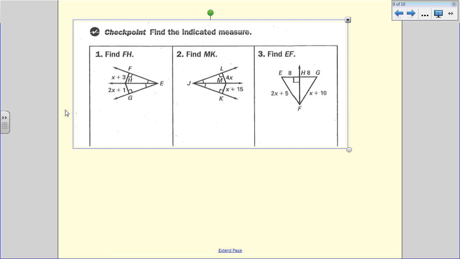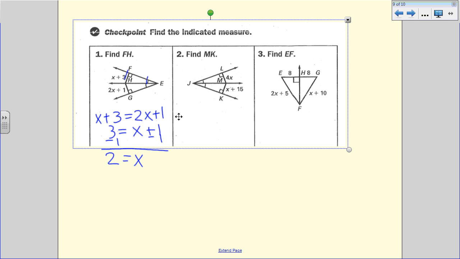All right, let's take a look at the checkpoints. They want me to find FH. FH is this segment here. What I need to use is the fact that this is an angle bisector, so I have my two congruent angles up here at the top. I know that x plus 3 is equal to 2x plus 1. We're going to use our algebra and subtract x from each side. So 2x, take away the 1x from the other side, leaves me with 3 equals x plus 1. Minus 1 from each side, and we get x is equal to 2.